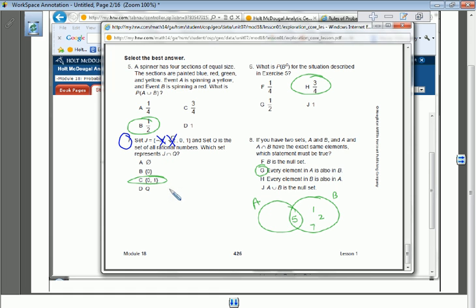Yes, sir? Can I get my phone to take a picture of something in my workbook? In a moment. Okay? Are we good on 8? Can you do it? Sure.